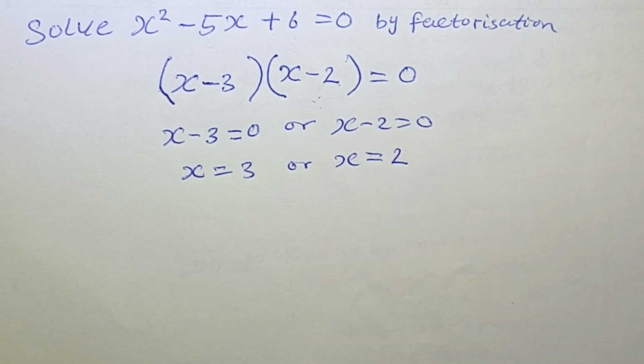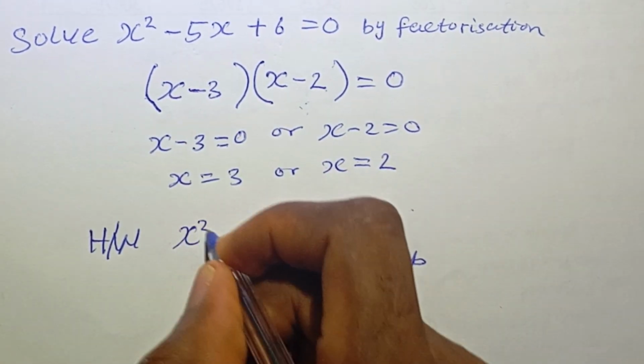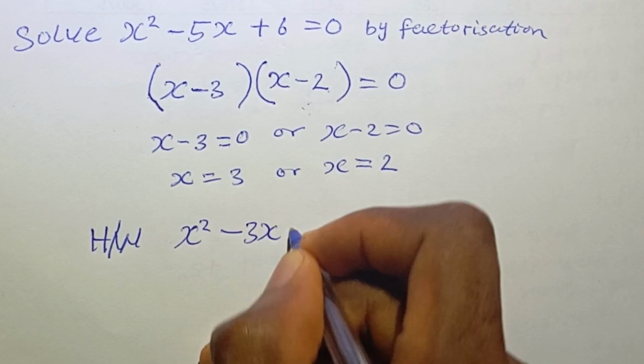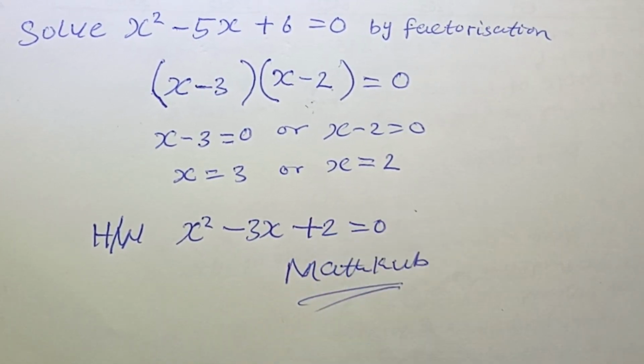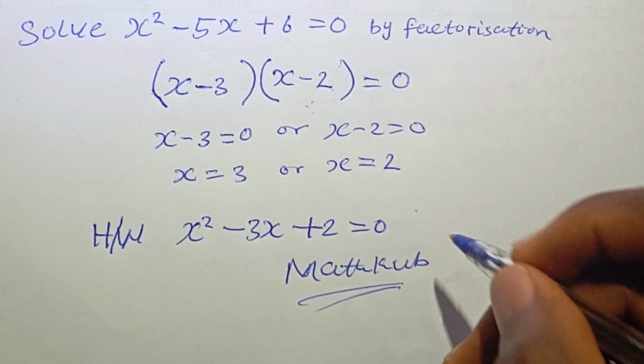Don't waste time. Solve this. X squared minus 3x plus 2 equal to 0. Write your answer in the comment section.